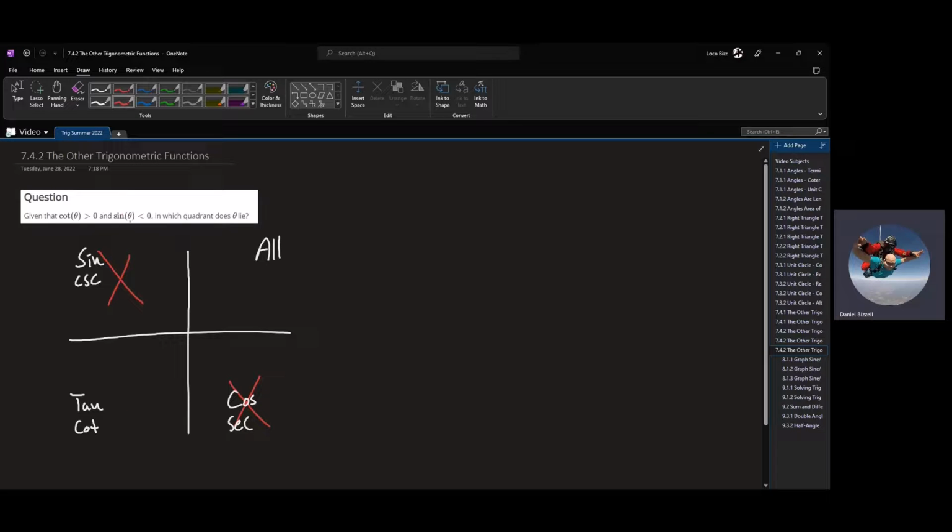And then the next part tells us that sine is less than 0, which means sine is negative. Well, sine is not negative in quadrant 1, so that rules out quadrant 1, leaving only quadrant 3. So our answer to this question is quadrant 3.